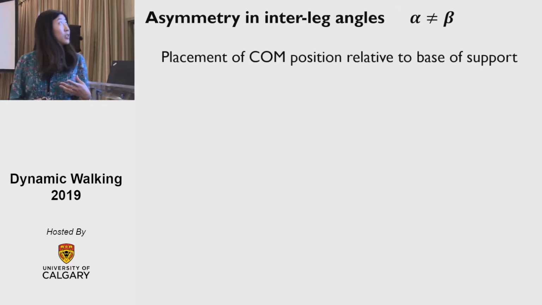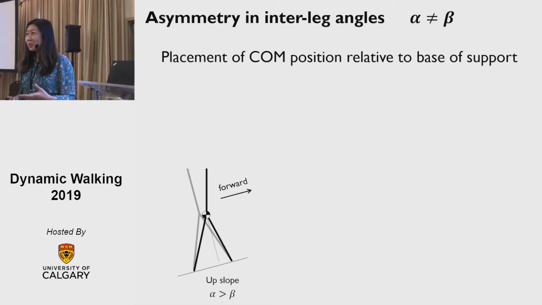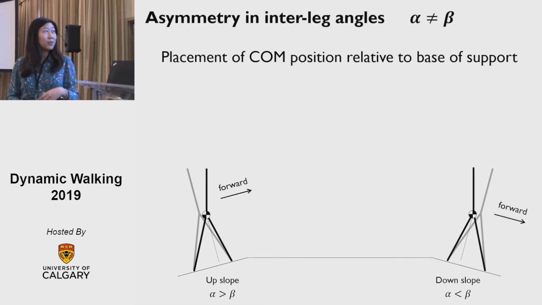Well, for example, if you want to place your center of mass position somewhere else relative to your base of support. If you're walking up slopes, maybe you want to shift your center of mass a little bit forward so that you don't feel like you're going to fall off backwards. Or when you're going down a slope, you want to shift everything a little bit backwards so you don't feel like you're going to tumble forward. So just sort of natural things you might think of.